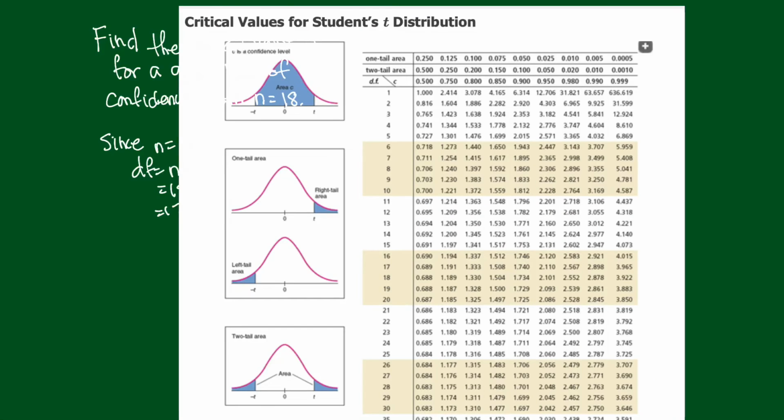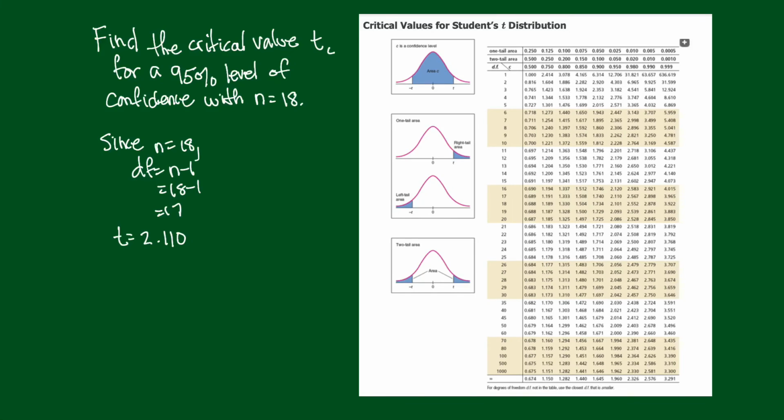I just made the table get bigger. So 17 degrees of freedom right here over to the 0.95 column. Is that it? Nope, that's the 0.98 column. There's the 0.95 column. Okay, a straight edge might help here. All right, 17 degrees of freedom. I'm getting 2.110. So t at 95%, that critical value is going to be 2.110.